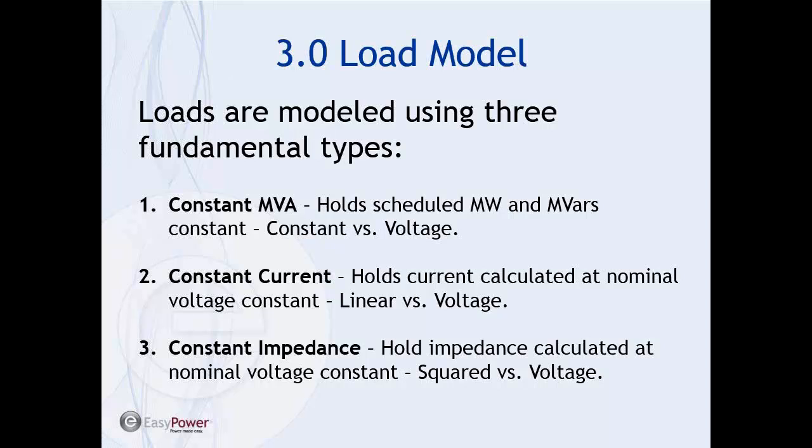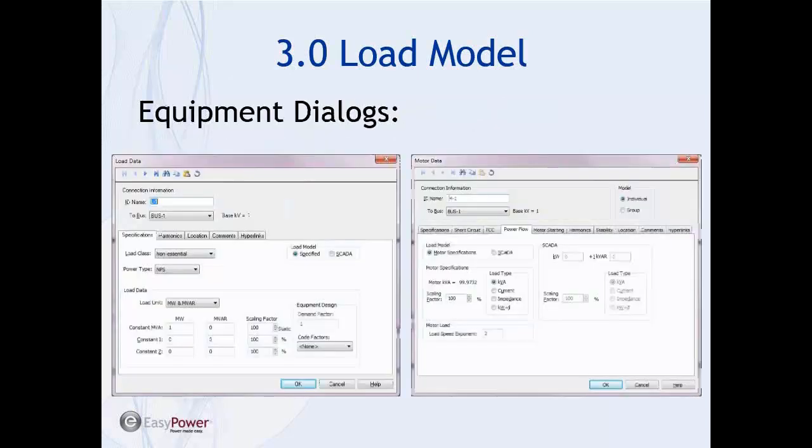Constant current attempts to hold the current calculated at nominal voltage constant. And what you'll discover is it's a linear response with voltage. That is, as the voltage goes down, the watts will go down. Constant impedance load, we attempt to hold the impedance calculated at nominal voltage constant. And what you'll discover is, as the voltage drops, the power will go down with the square.